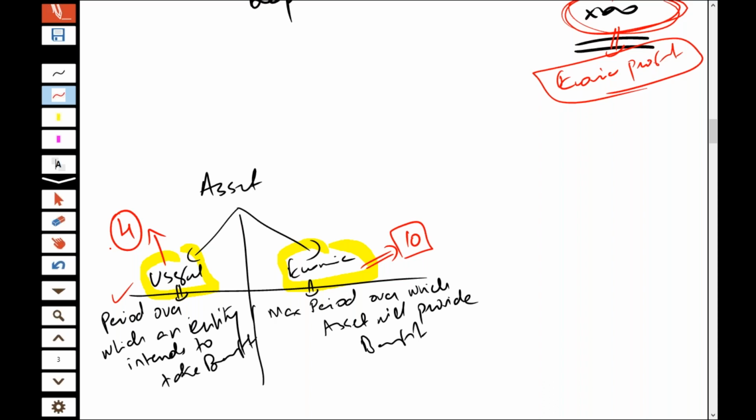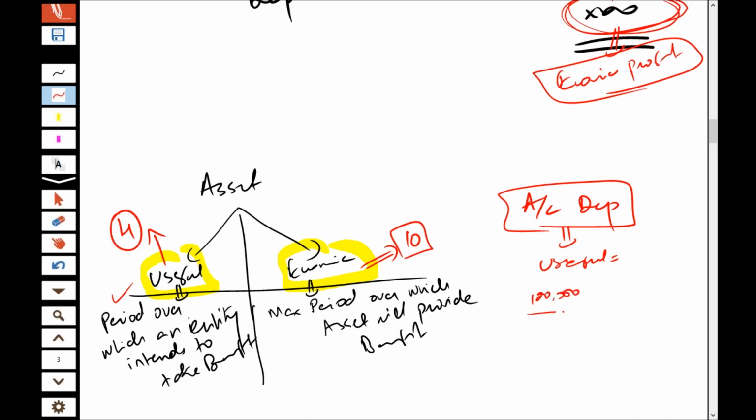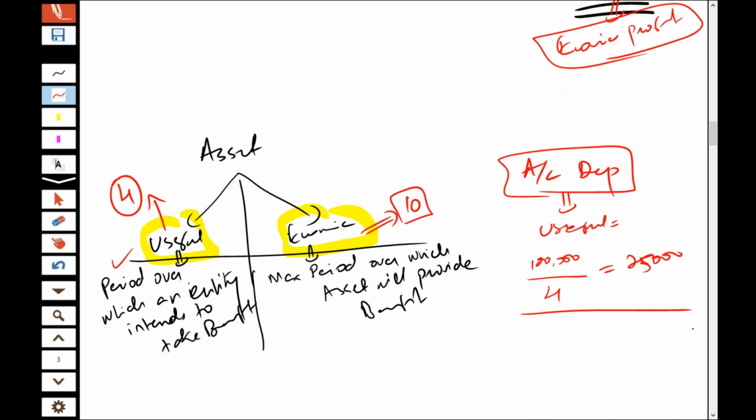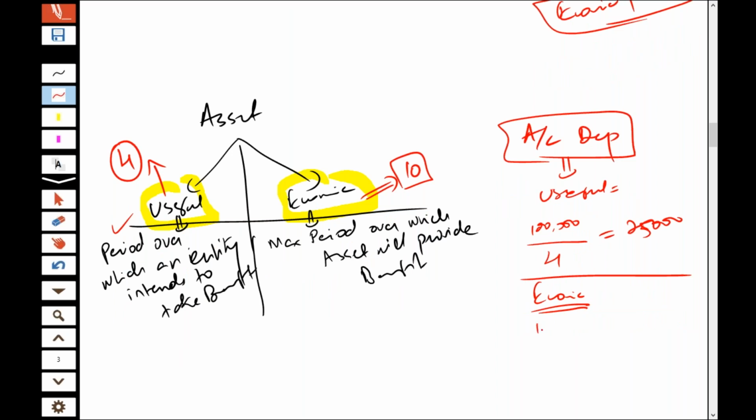Now, let's try to understand this. The accounting depreciation is established over useful life. So if the asset was 100,000 and the useful life was 4 years, the accounting depreciation is 25,000. But if we calculate the economic depreciation of that asset, we say 100,000 divided by 10. So 10,000 becomes the economic depreciation of that asset.